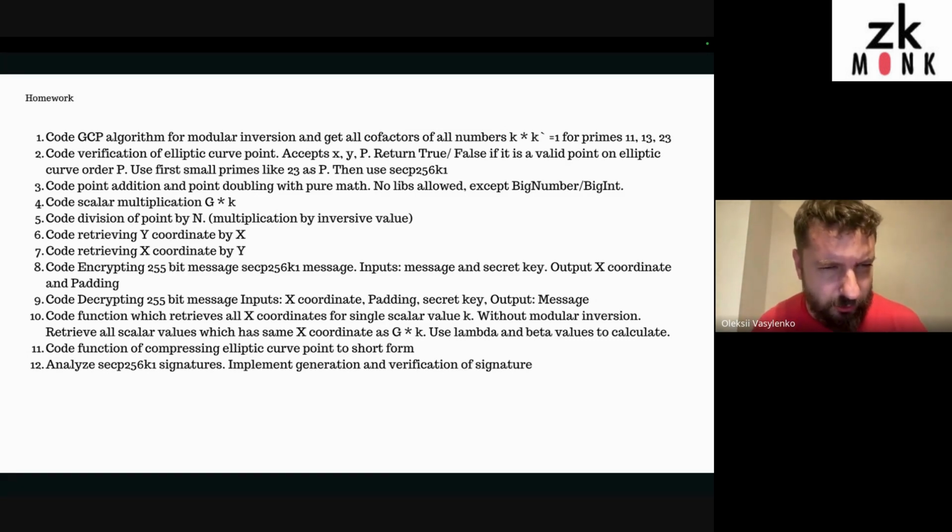Next thing, code the verification of an elliptic curve. You need to write a function which accepts x, y, and p.